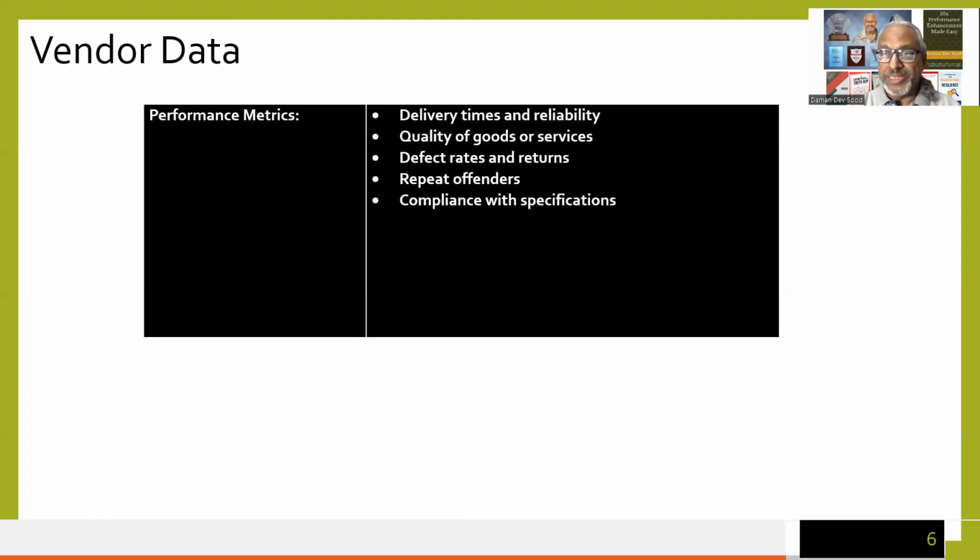How have they been serving us? Delivery times and reliability, quality of goods and services, defect rates and returns, repeat offenders. Very important to me is the repeat offenders. I can make a mistake, but I should not be repeating the mistake. I should not be making the same mistake again.